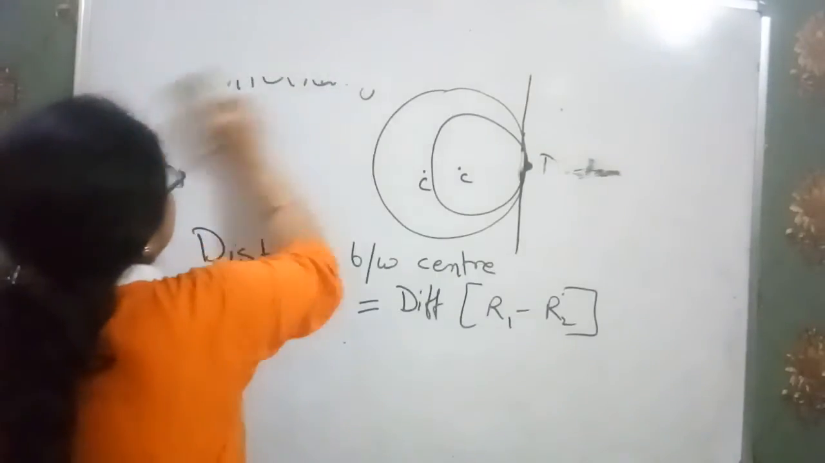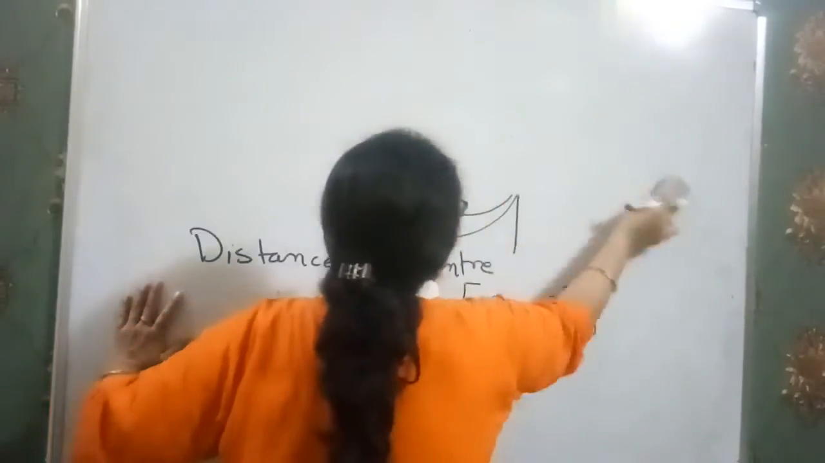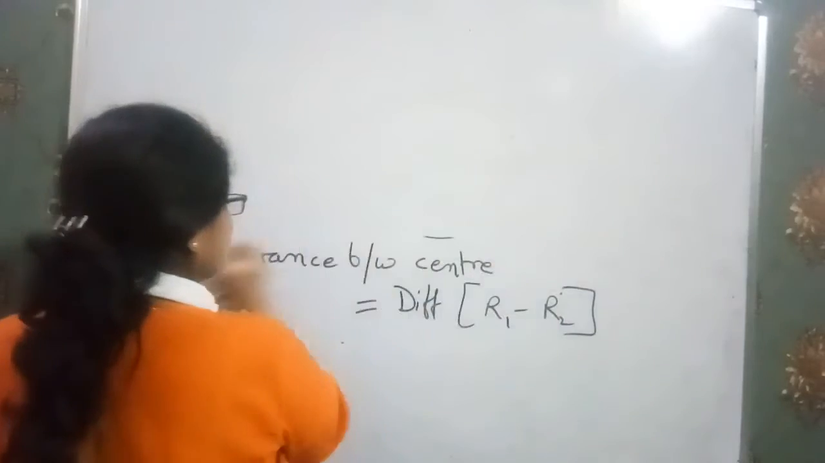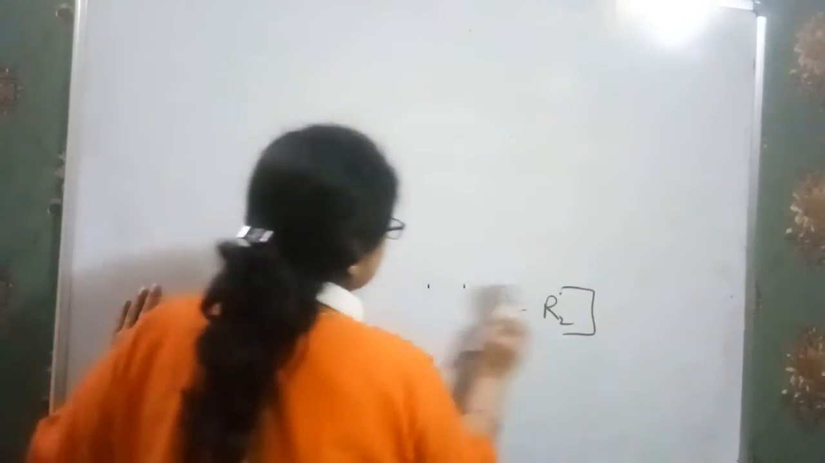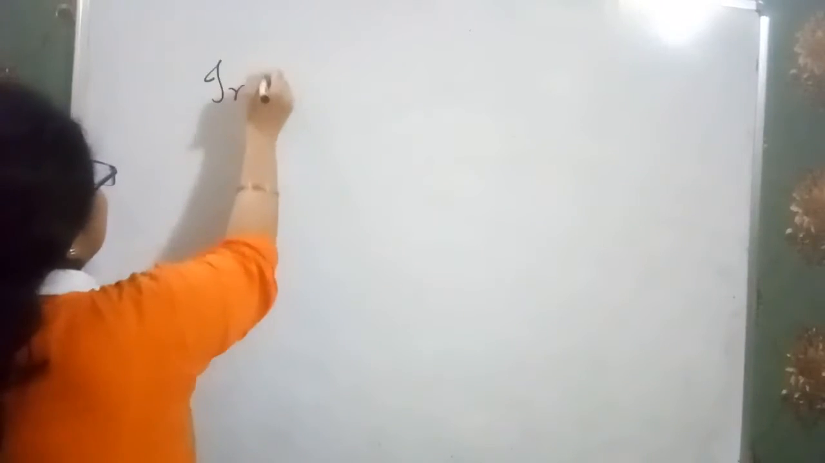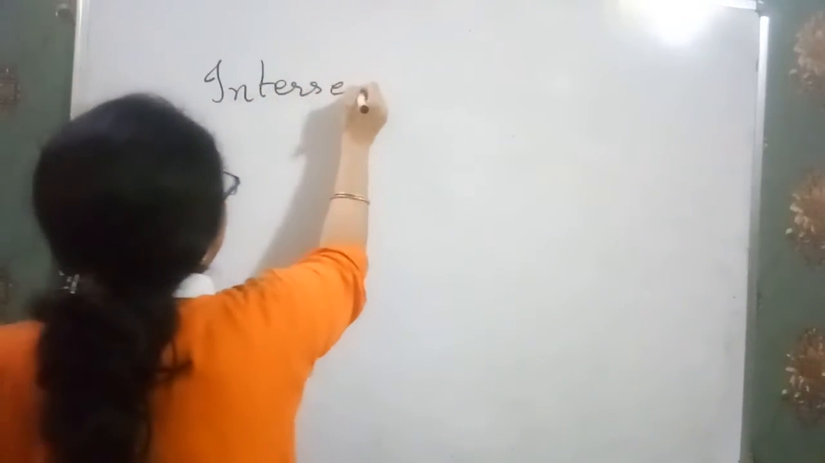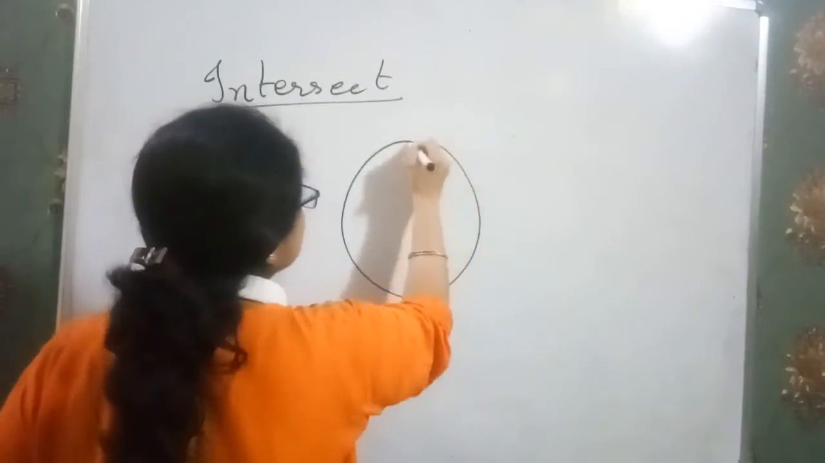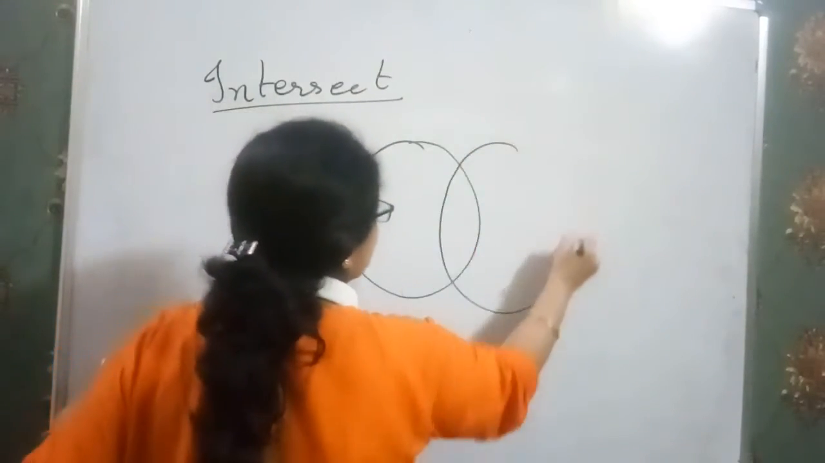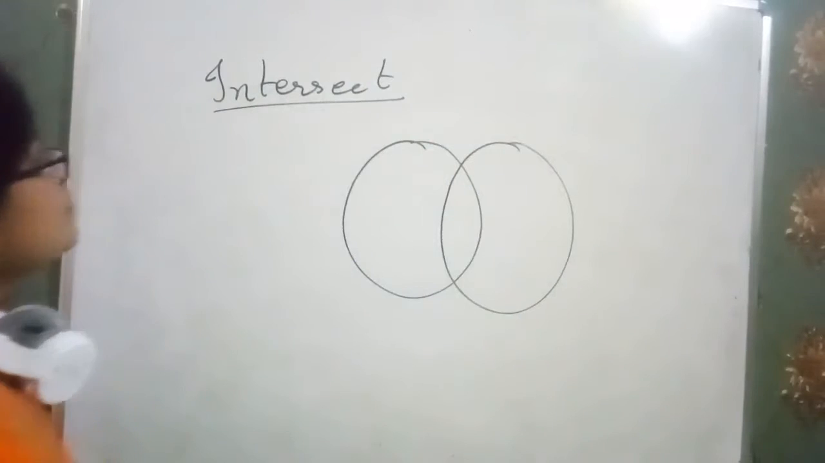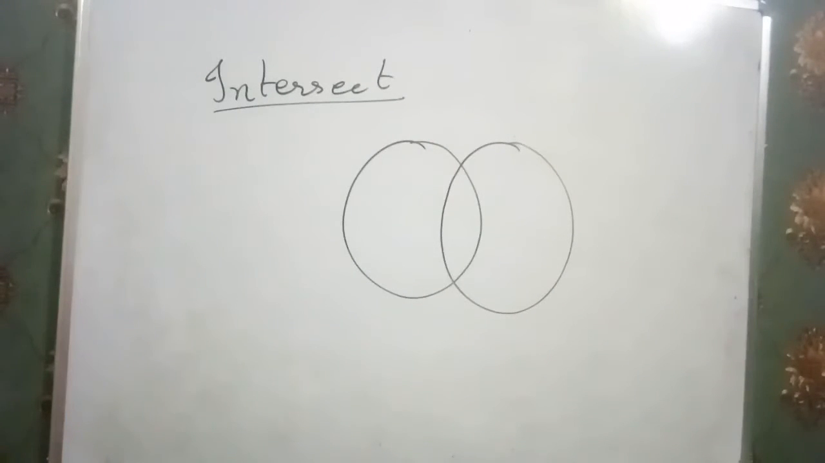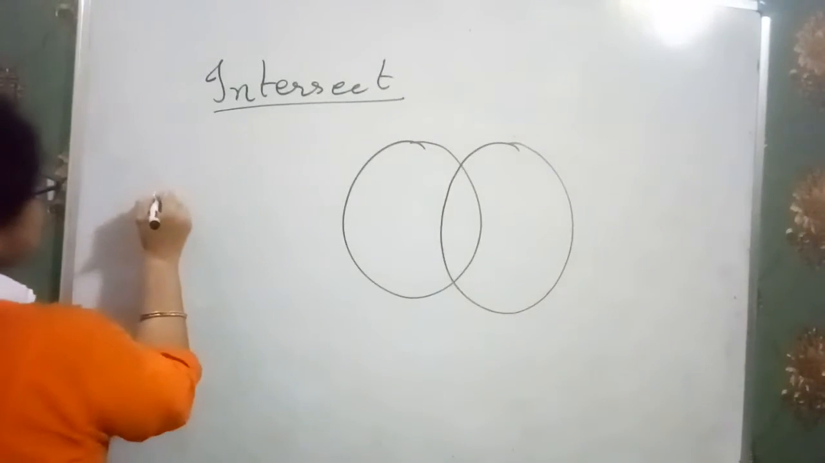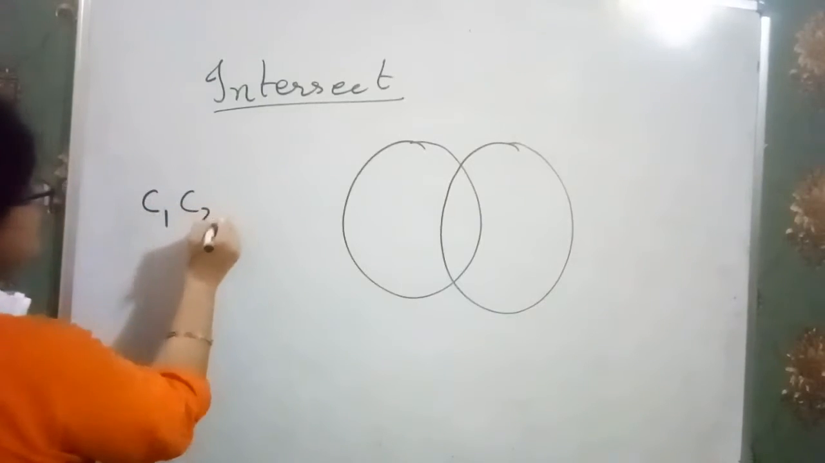So just see another case, when the circles intersect with each other. Then what happens? When two circles intersect with each other, that means there are 2 circles and they intersect with each other. So in that case, we have C1, C2.